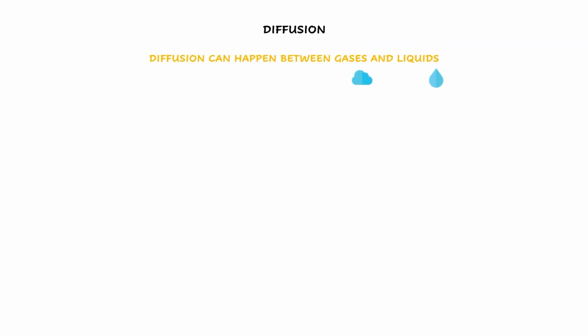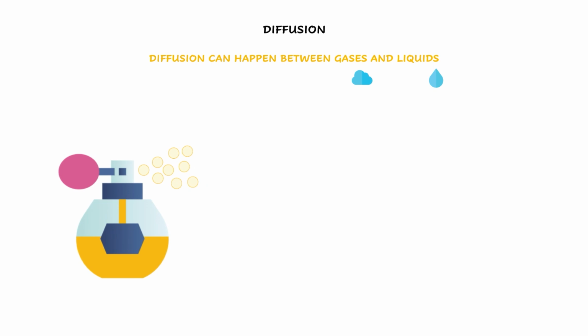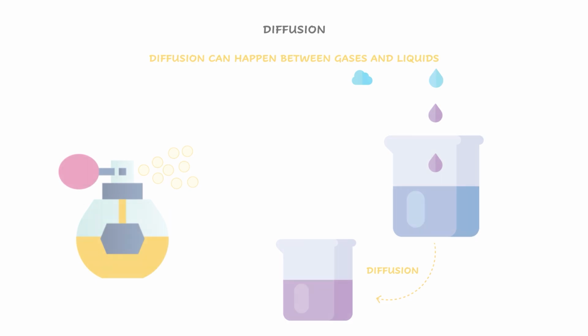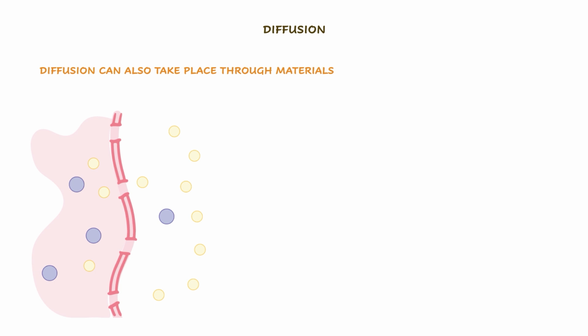For instance, when perfume is sprayed, it diffuses throughout the room, making it detectable everywhere. Similarly, when food coloring is added to a beaker of water, it spreads until the entire liquid is uniformly colored. Another key point is that diffusion can also happen through certain materials, including cell membranes.